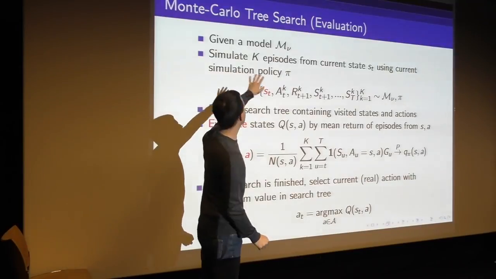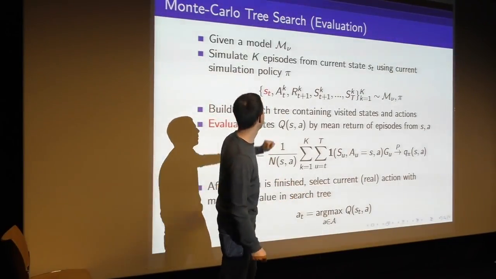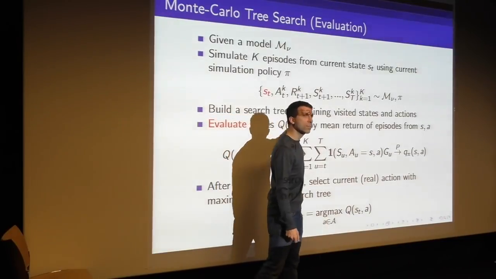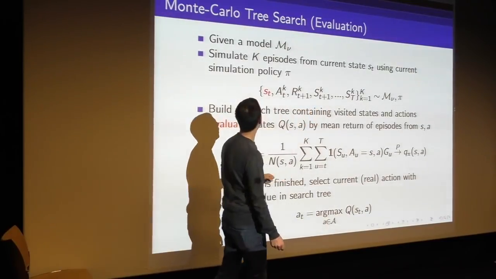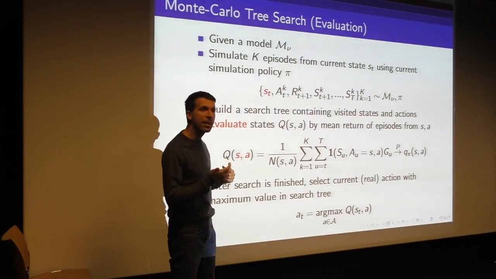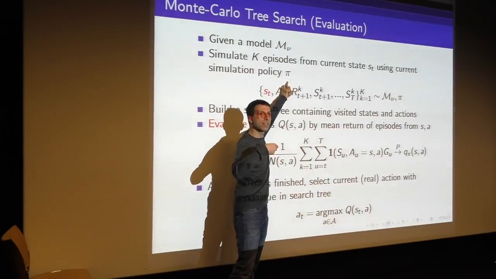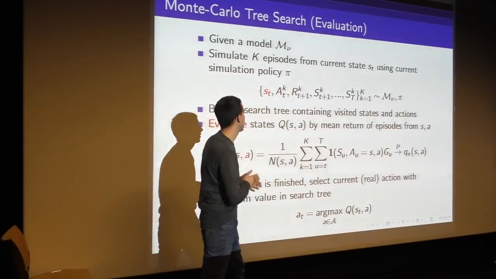So let's assume we have some model. And now again, what we're going to do is start from the root state. We're going to generate trajectories of experience starting from that root using a current simulation policy. And the difference is that now we're going to view this policy as something which is living. It is going to start to improve as we do this.